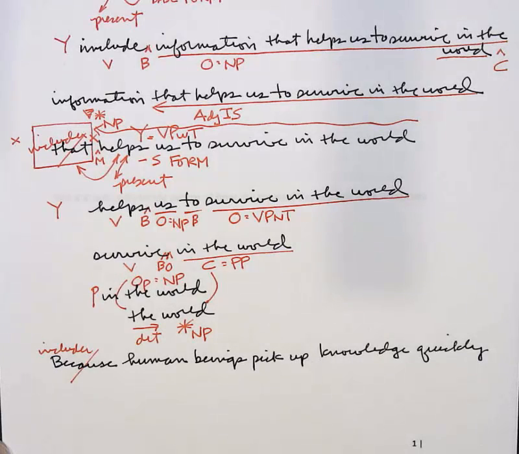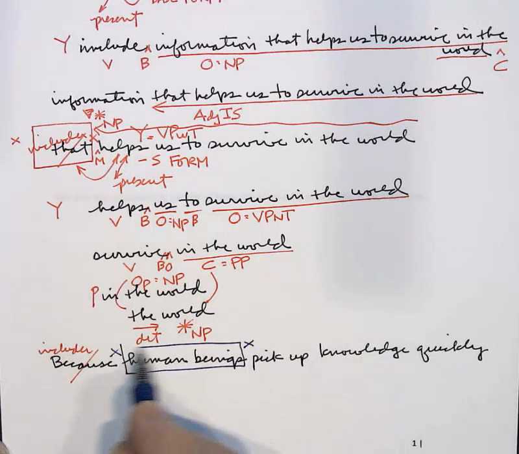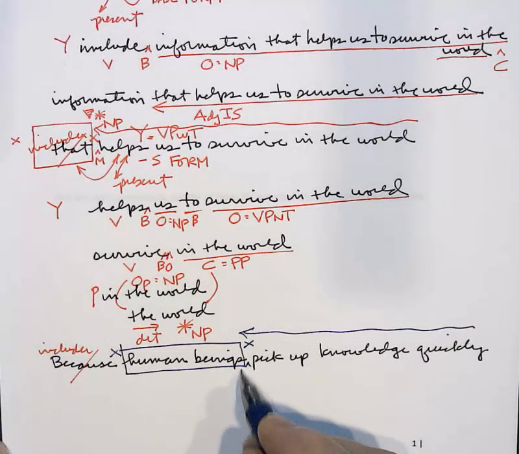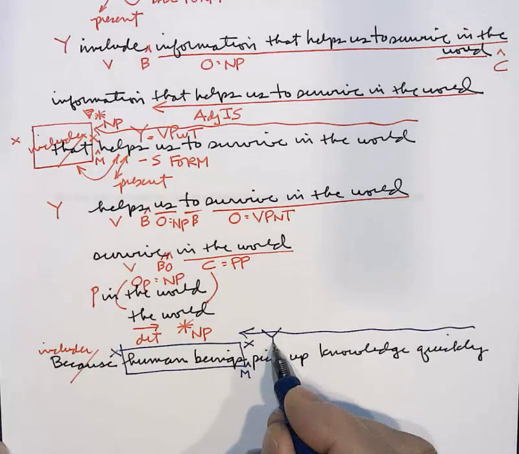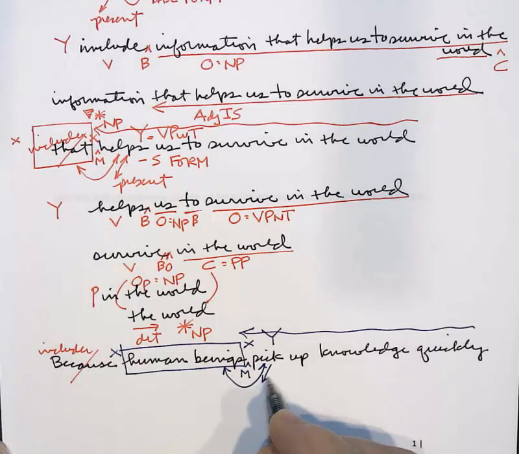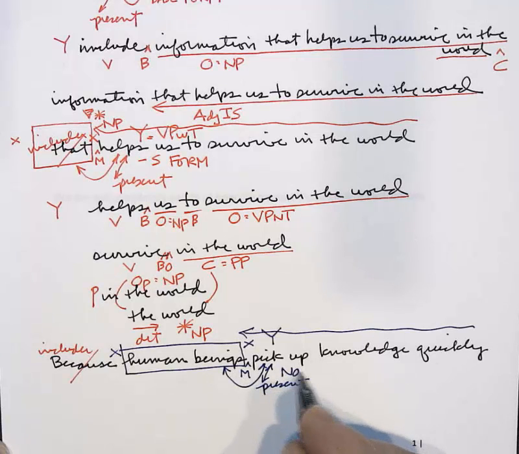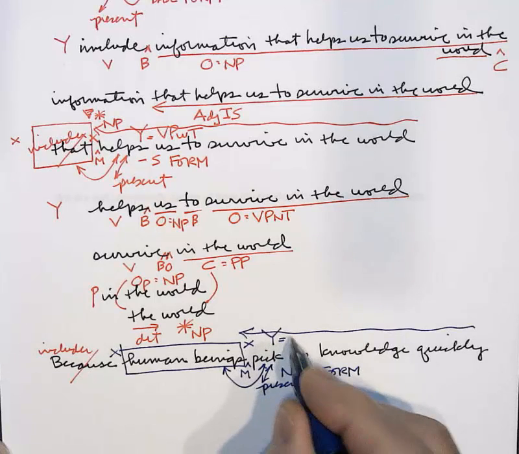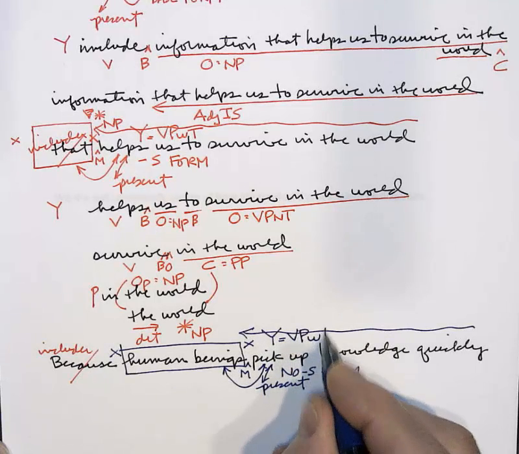Let's go with a different color because we're going to get mixed up here. And X word places. Human beings is the subject. Predicate. M place and Y. Pick ties with the subject, and pick ties to the present. This is the no-s form. So Y is a verb phrase with time.